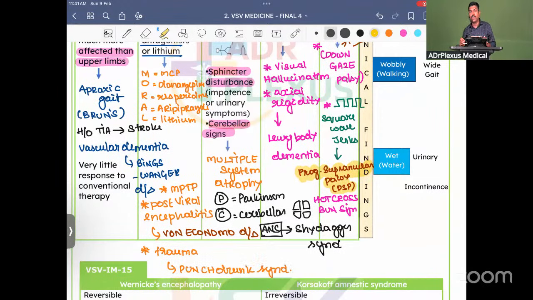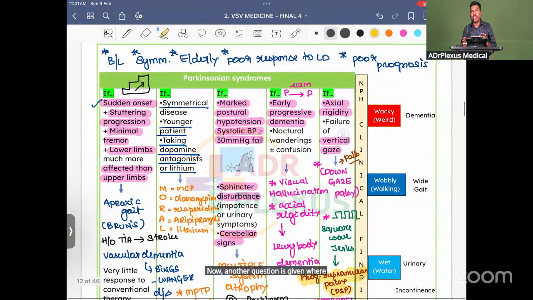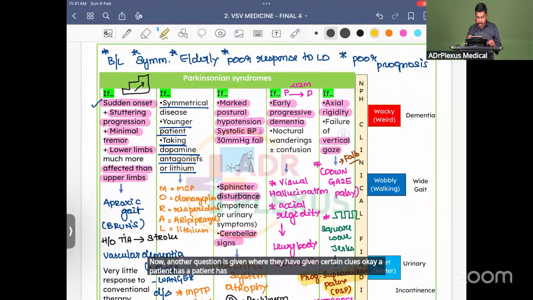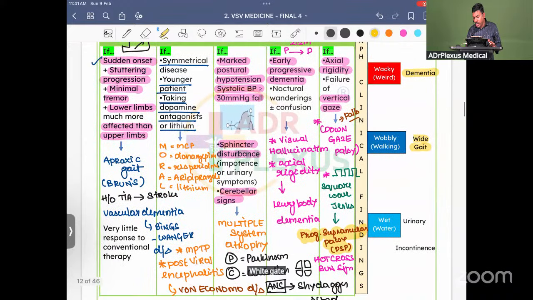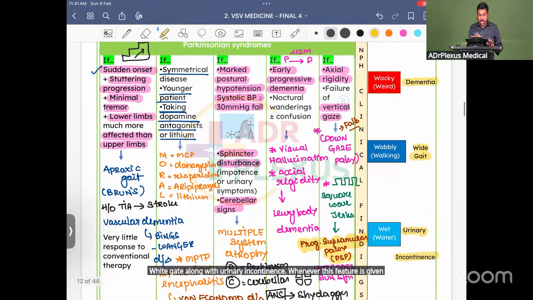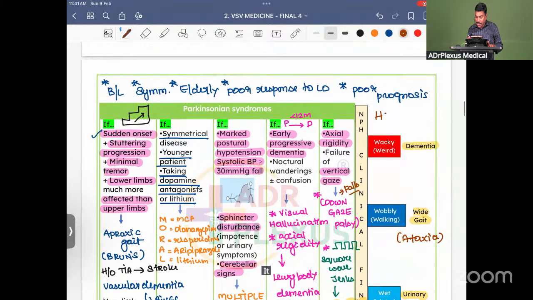Now, another question is given where they have given certain clues. A patient has dementia, he is wacky and weird, wide gait, along with urinary incontinence. Whenever wide gait like ataxia, ataxic gait, is there, and this triad is given, it is called Hakim's triad.